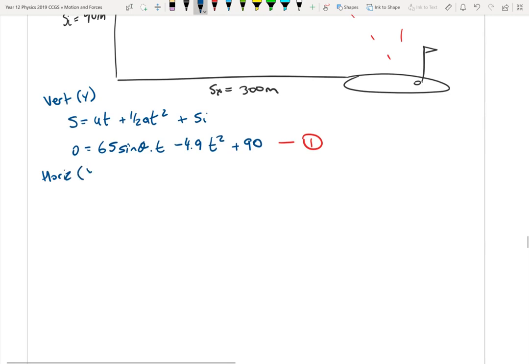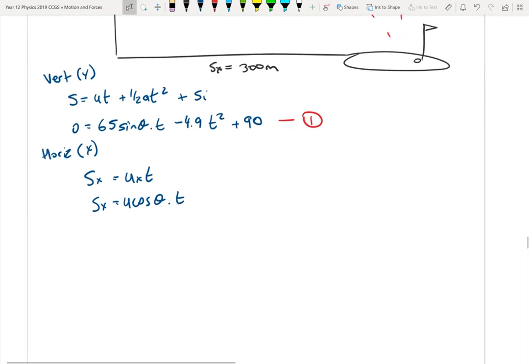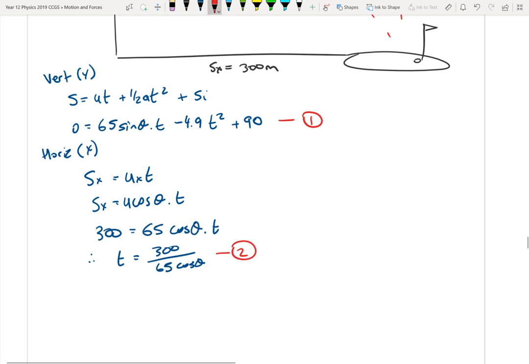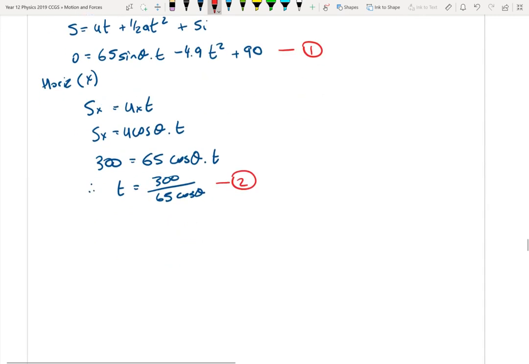From horizontal we get the other range equation, and that's just Sx equals ux t, which is u cos theta times time. And so I'm going to write 300 equals 65 cos theta t. Therefore, t equals 300 over 65 cos theta. There is our equation number 2. Again, we're going to sub number 2 into number 1.